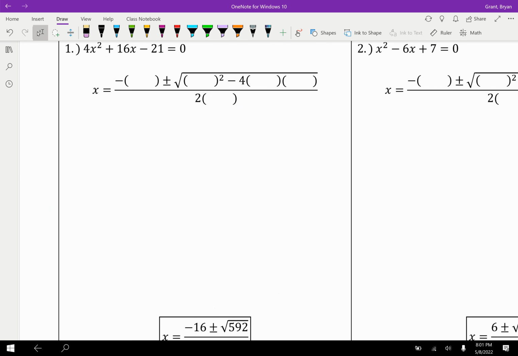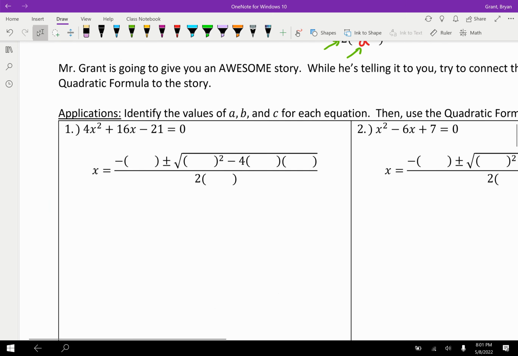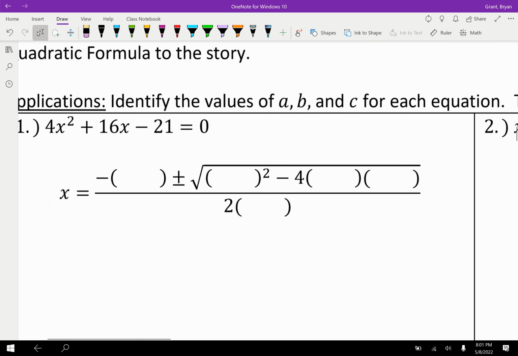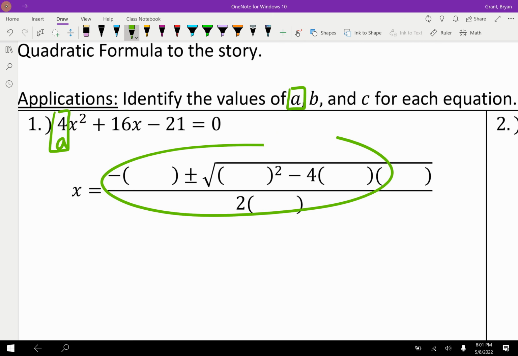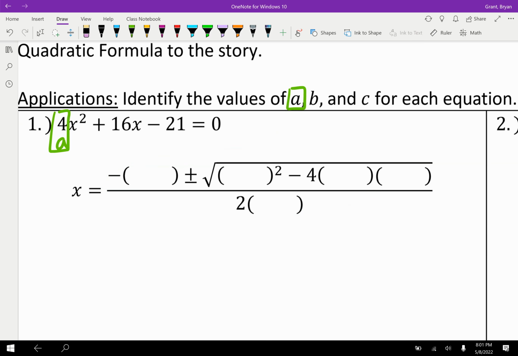So the first thing that we're going to do for each of these problems is we're going to identify the values of A, B, and C. And one of the easiest ways to do that is just to write A, B, and C below each of the numbers. So I'm going to do A in green, and so here is A. A is the 4. Notice I didn't box the x squared. It's just the number in front of x squared. There's no x's in our formula. We solved for x. We took x out of there. We just want numbers in our formula. Then we have B, which I'll do in purple, and B is positive 16.